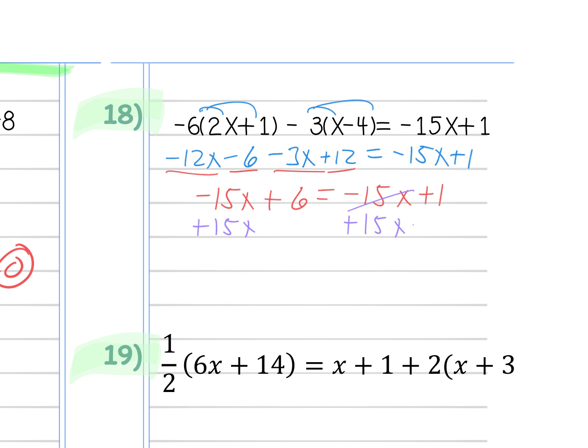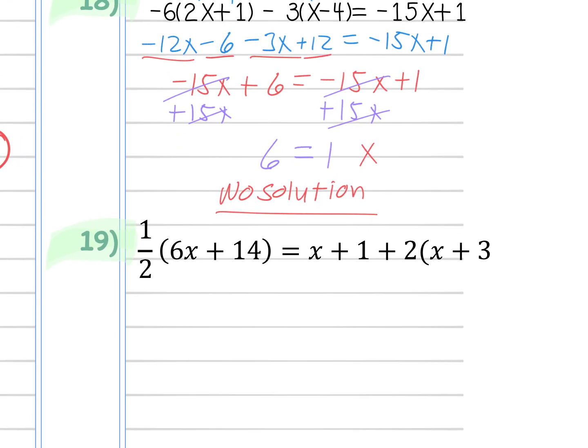Notice the 15x's all cancel out. At this point, we don't even need to move the 6 over to the other side. What happens here now that the negative 15x's cancel out? We get 6 equals 1. Is this true? Again, absolutely not. This is not true, so this is another no solution. So if you did everything correct, you did all your steps right, and you still get that the x's cancel out, check what kind of statement you're left with. This is a false statement, so this is a no solution.